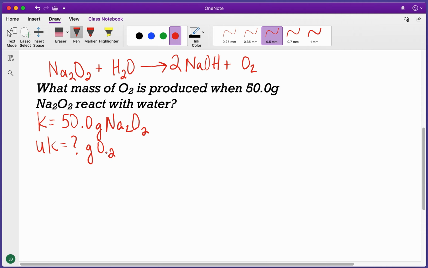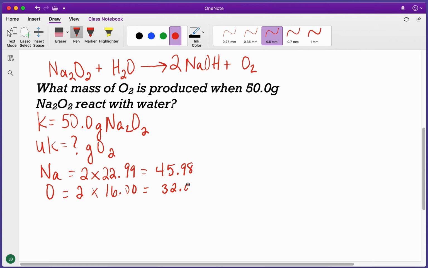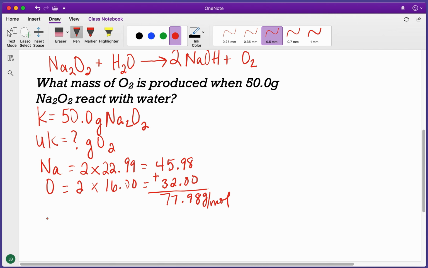So before we ever set up our train tracks, we are going to go ahead and solve for the molar mass of the sodium peroxide and for the oxygen. So here we go, sodium, oxygen. We have 2 ions of sodium and 2 ions of oxygen in this formula unit. And when we go to the periodic table, we see that the mass for sodium is 22.99. The mass of oxygen is 16.00. We multiply that out and we're going to have 45.98 and 32.00. Add that together and you come up with 77.98 grams per mole.